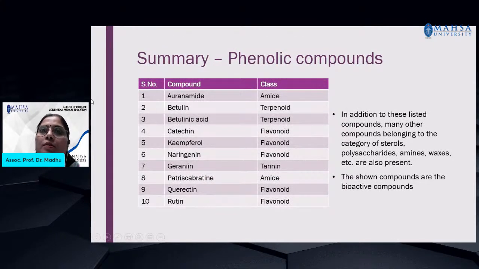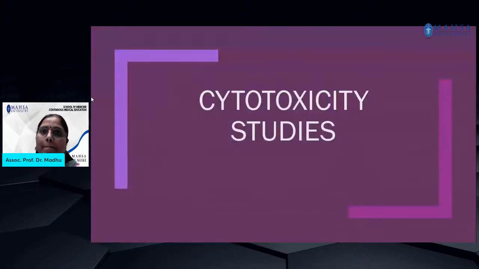So these are the compounds. This is a summary of the phenolic compounds that are extracted from the extract. The other compounds are also present in addition to these. In addition to these listed compounds, many other compounds belonging to different categories like sterols, polysaccharides, amines, and waxes are also present, and the ones shown in the table are mainly the bioactive compounds. So, we've concentrated mainly upon the bioactive compounds.